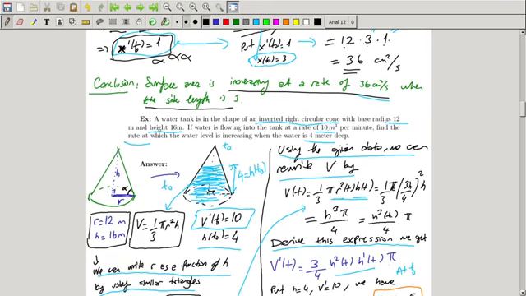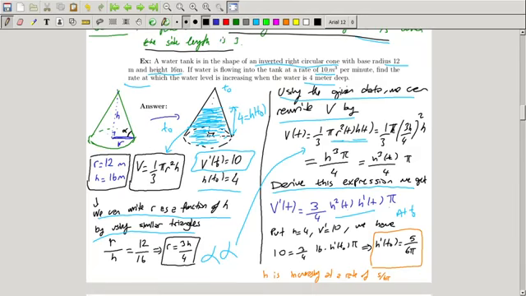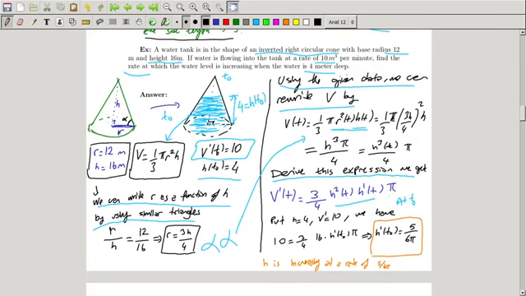Okay, maybe one more example for that part. This is also a geometrical figure question. If you sketch it, it may be easier to understand the question. It says a water tank is in the shape of an inverted right circular cone with base radius 12 meters and height 16 meters.